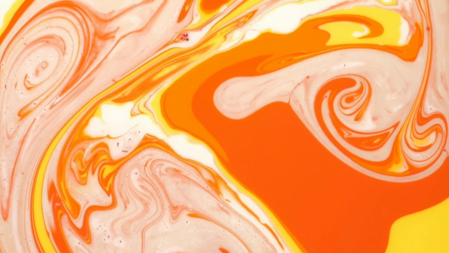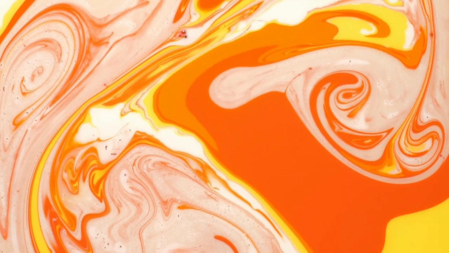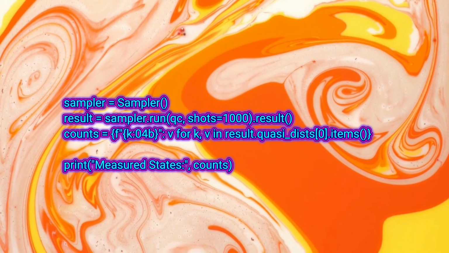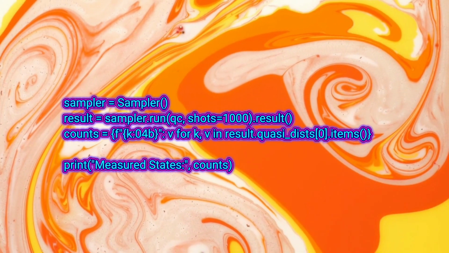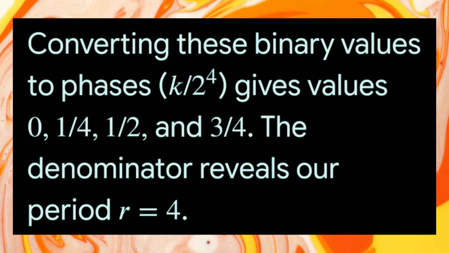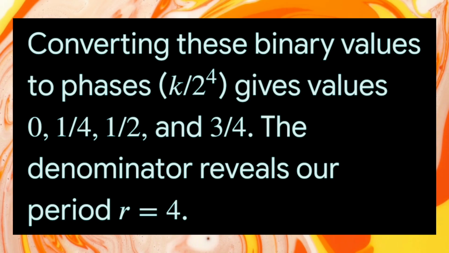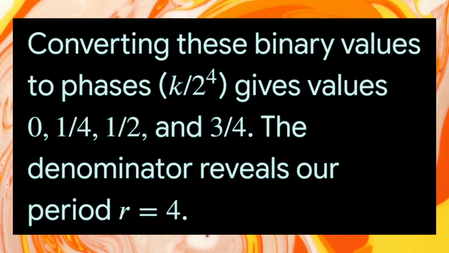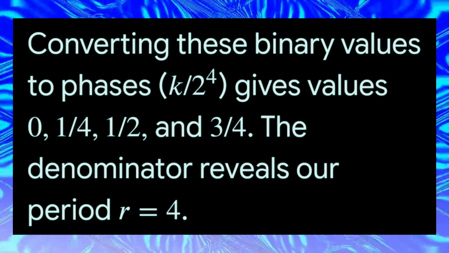Now we run the circuit through the local sampler primitive to extract our period r. The primary measurements yield states 0000, 0100, 1000, and 1100. Converting these binary values to phases k over 2 to the fourth give values of 0, 1/4, 1/2, and 3/4. The denominator reveals our period r equals 4.